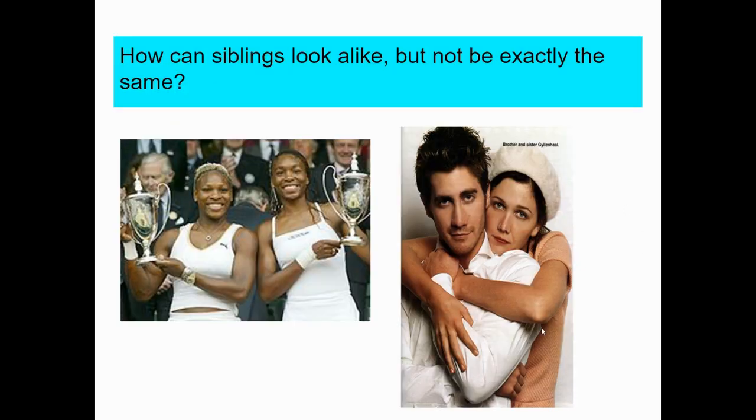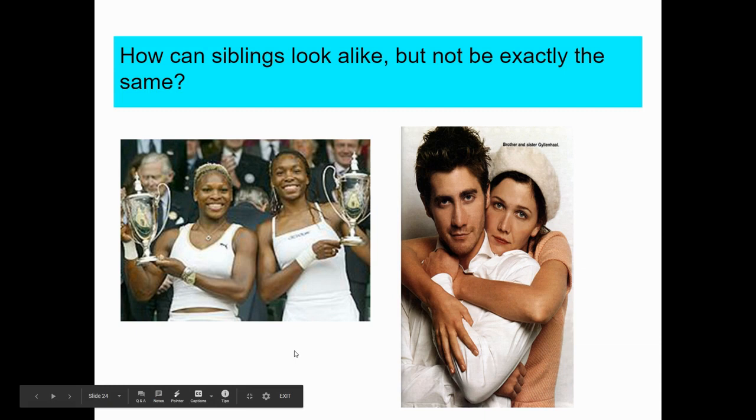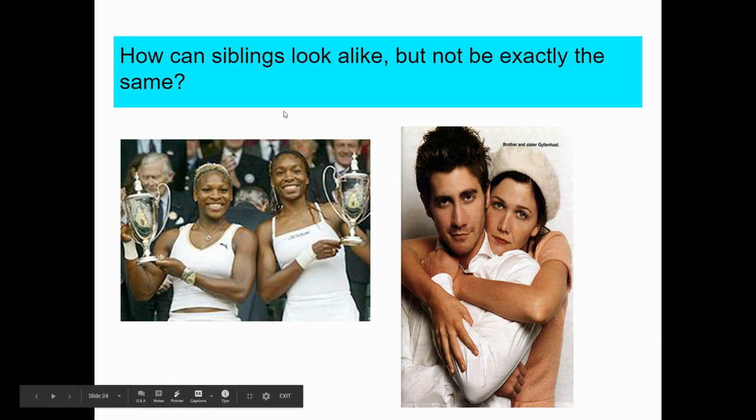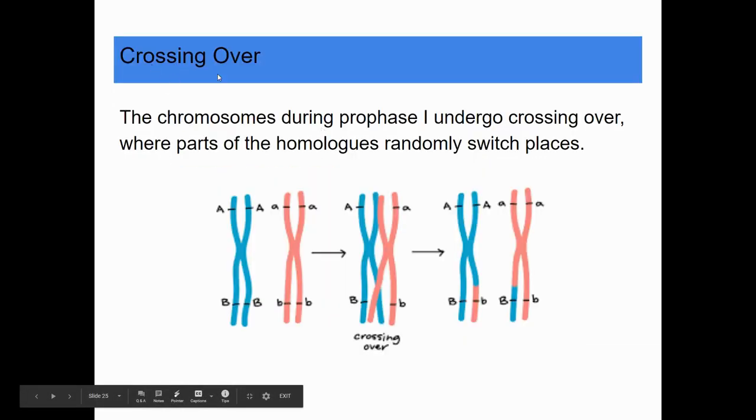All right. So how can siblings look alike but not be exactly the same? How does that make any sense? Here we have Venus and Serena Williams. They are sisters, but they don't look exactly the same, even though they had the same parents, the same mom and dad. And if you have brothers and sisters, you probably don't look exactly the same as they do, even though you had the same parents. This is because of 2 things that happen in meiosis. So the first thing is crossing over.